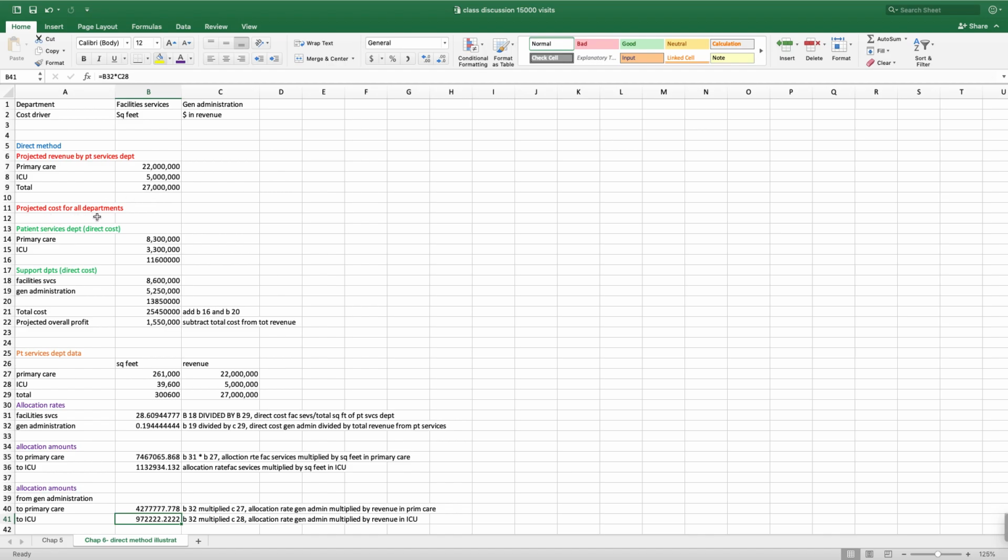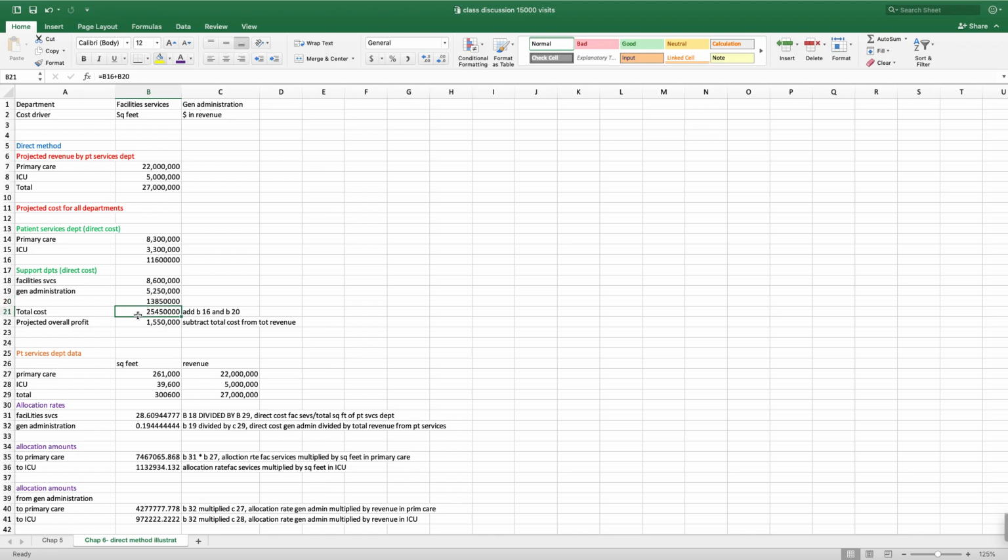The projected cost for all departments also needs to be calculated. So the patient services department direct cost is, for primary care, 8.3 million and for ICU it is 3.3 million. So the total direct cost for the patient services department is right here, 11.6 million. The cost for support departments: facility services is 8.6 million and for general administration it is 5.25 million. So the total cost for support departments is 13.8 million.